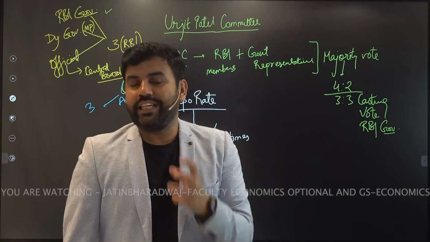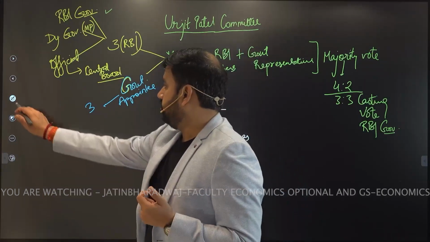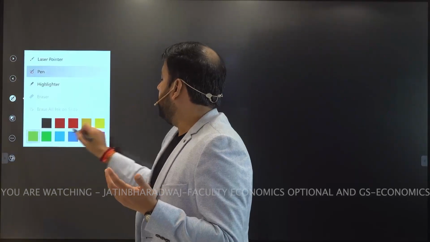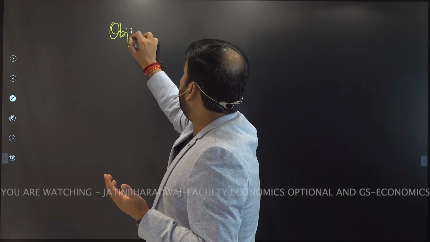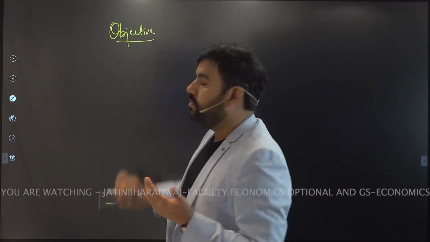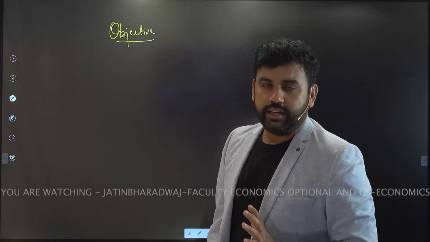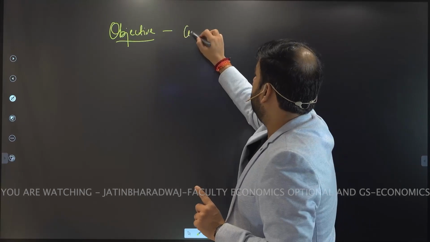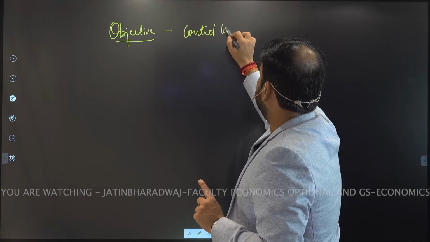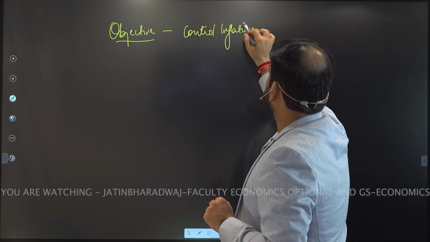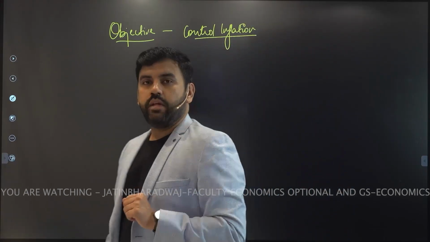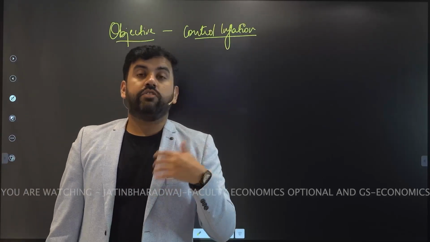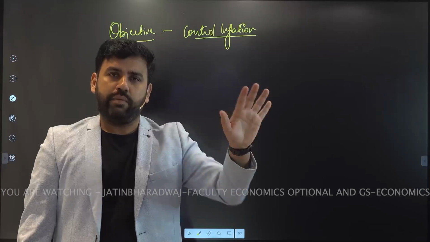Now the biggest objective of the Monetary Policy Committee, that's the question, right? Why are we even thinking about creating this kind of different organization? Urjit Patel suggested something and we have created that as well. But what is the biggest objective? The biggest objective is to control inflation. Other things for RBI are taken separately.